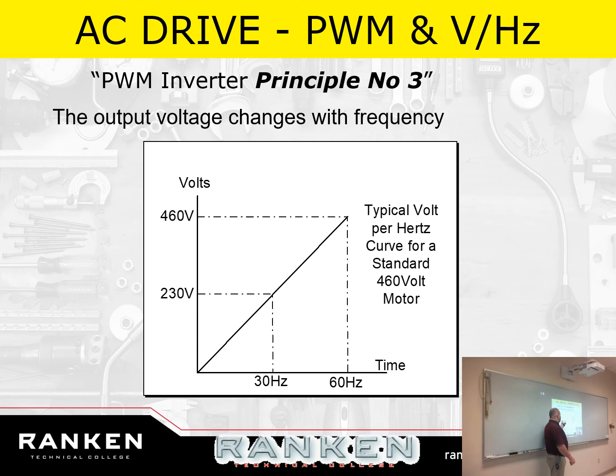If you have 416 volts, you can calculate the frequency. Or if you're running it at 45 hertz, you can calculate what the voltage should be coming out of the drive. Don't always expect to see 460 volts coming out of the drive if you're at lower than standard frequency or lower than max frequency. Okay.